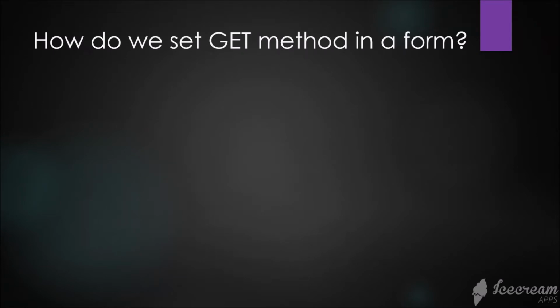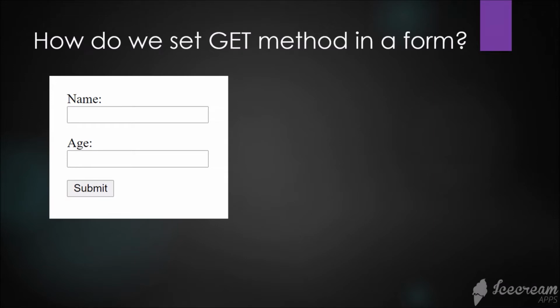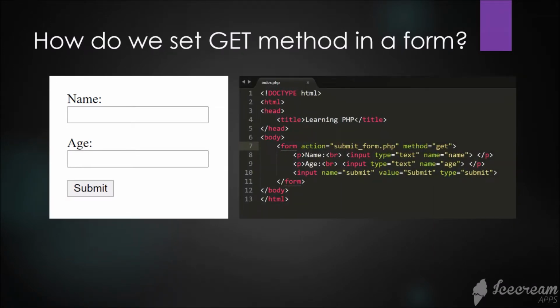Okay, so how do we set get method in a form? So we have here yung sample form natin. Then we have here yung sample code naman natin. Okay, the only thing we need to do to set up the get method in a form is to set the value of the attribute method to get. Okay? So let me explain to you guys ano yung mga attribute natin sa form.